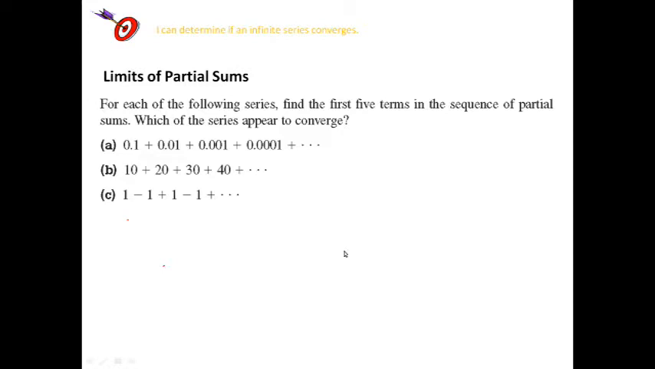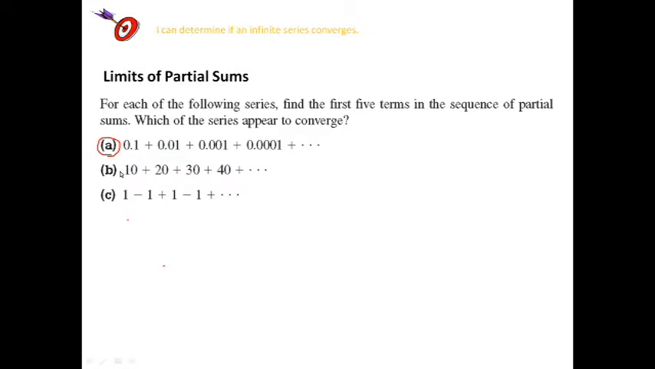So, which of the following series appear to converge? Well, this one is getting smaller and smaller and smaller, and so if the term number gets big enough, we're going to be adding virtually nothing here. So this one, we would say, converges. Okay?